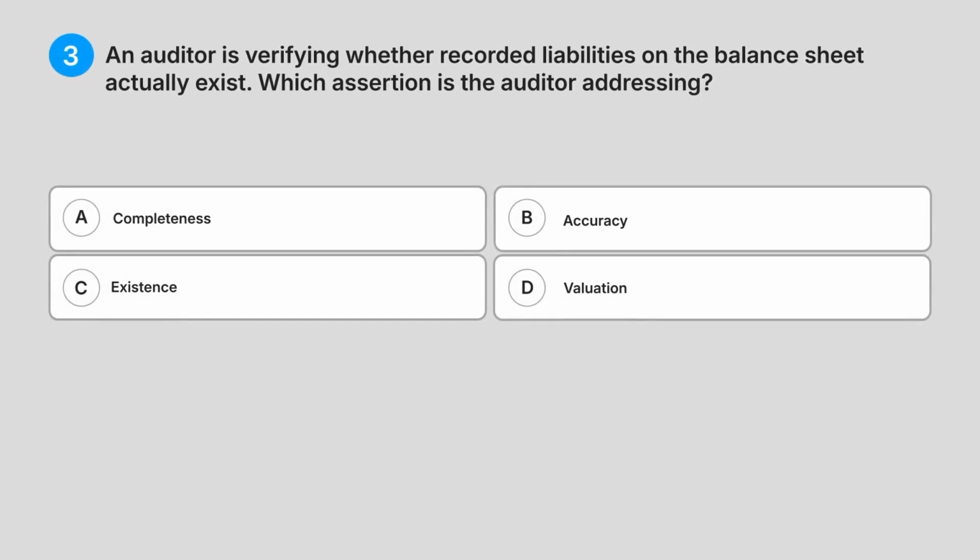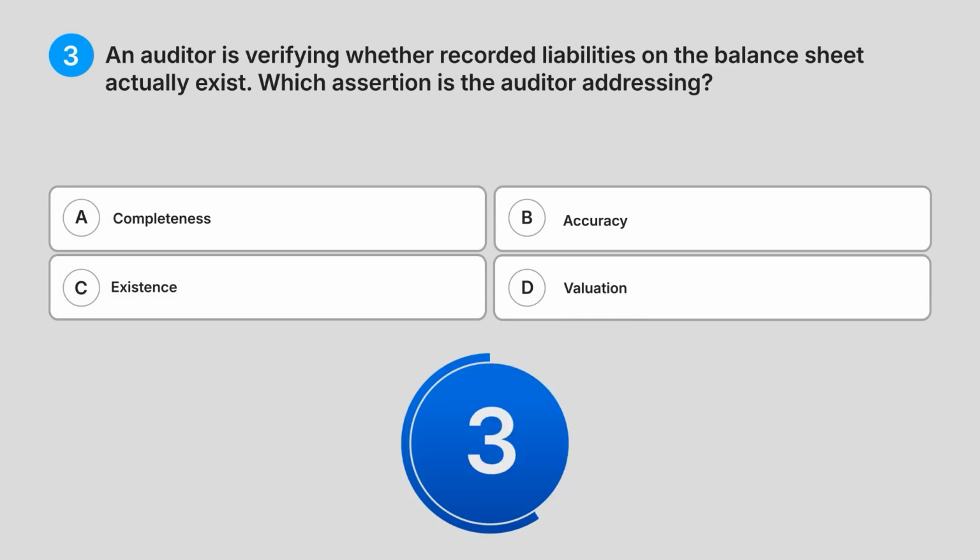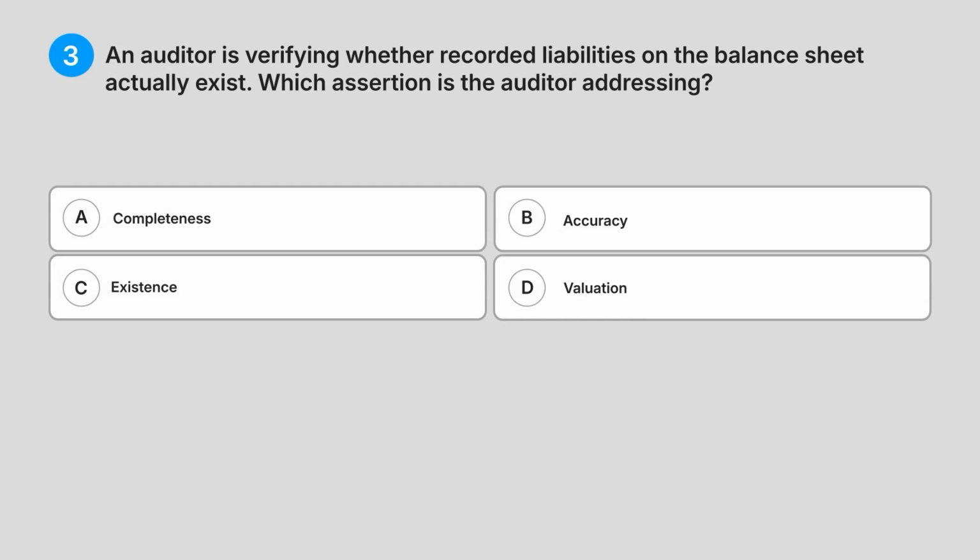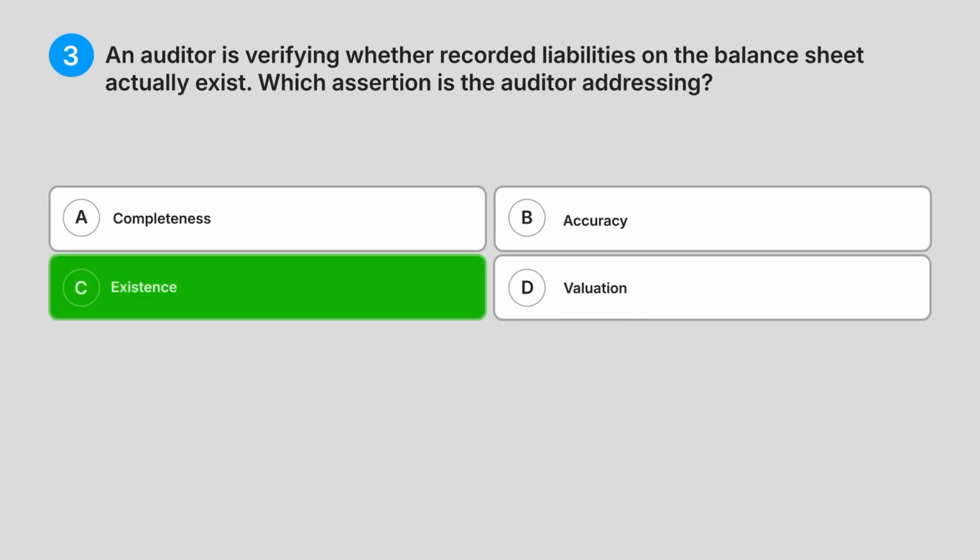3. An auditor is verifying whether recorded liabilities on the balance sheet actually exist. Which assertion is the auditor addressing? A. Completeness. B. Accuracy. C. Existence. D. Valuation. Do you know the answer? Correct answer: C. Existence.